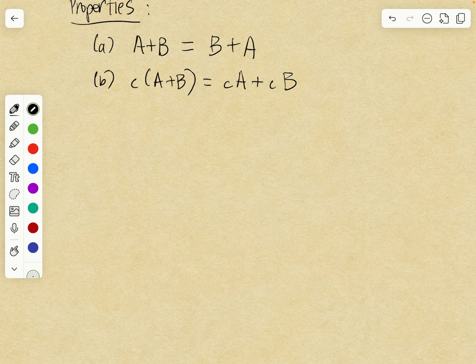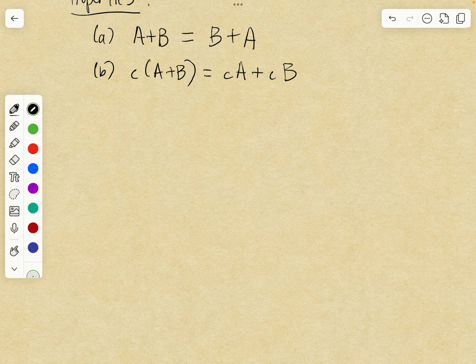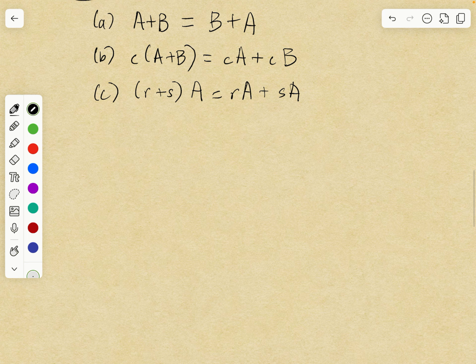Okay. And again, C is a scalar. I'm assuming that you can add A and B, otherwise this equation doesn't even make any sense. Property C is that if you take two constants, maybe R and S, and then add them, and then scale the matrix A by that, that's the same as taking RA and then adding SA. Again, all of these A, B, and C properties follow just from properties of real number addition.